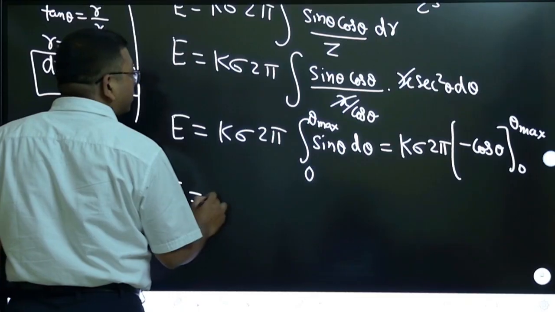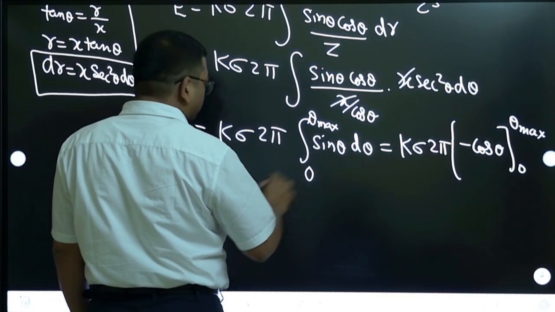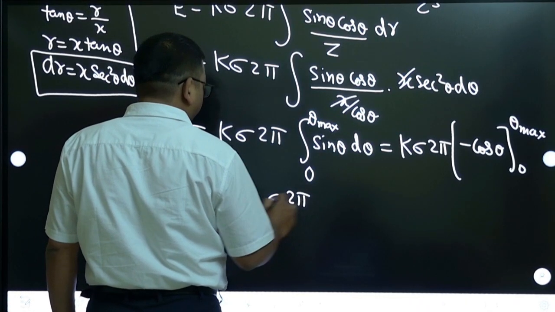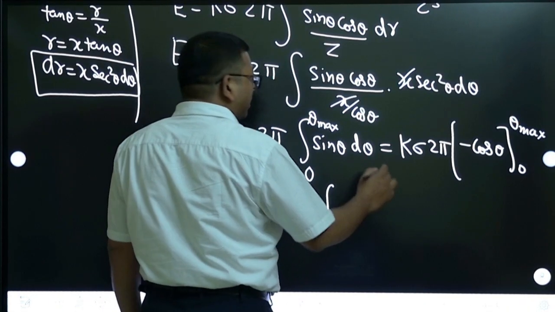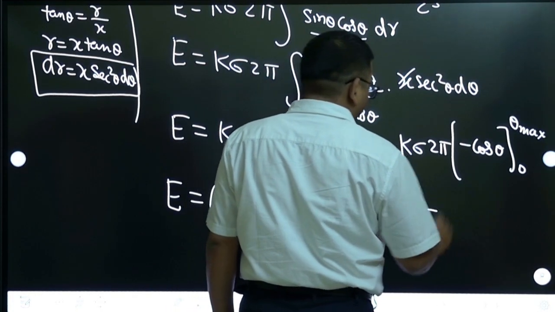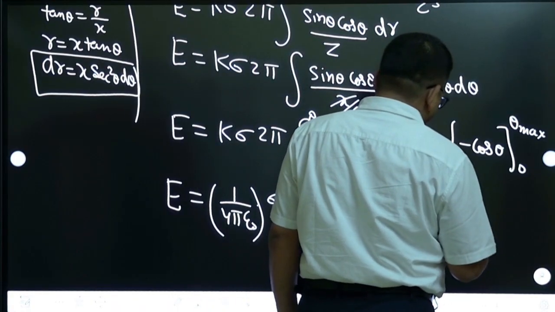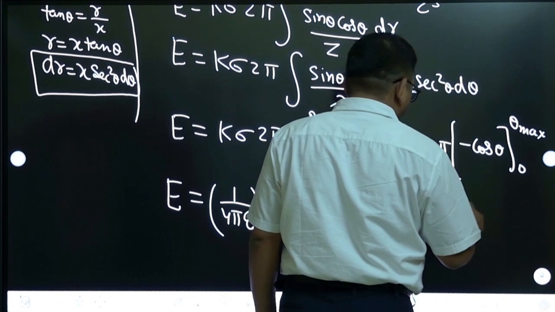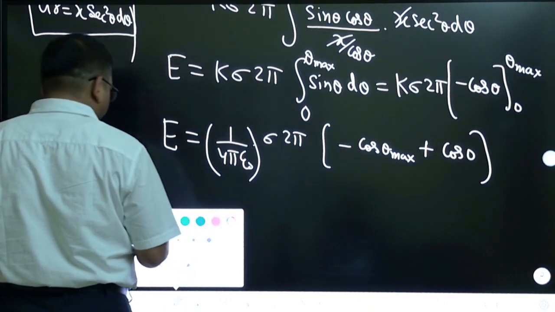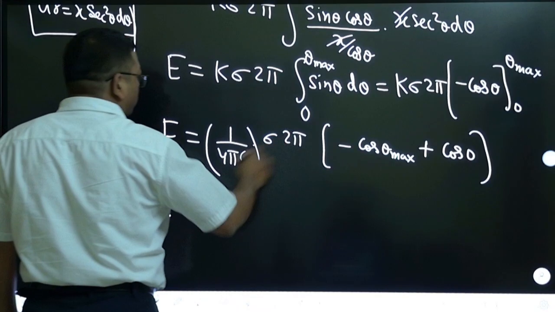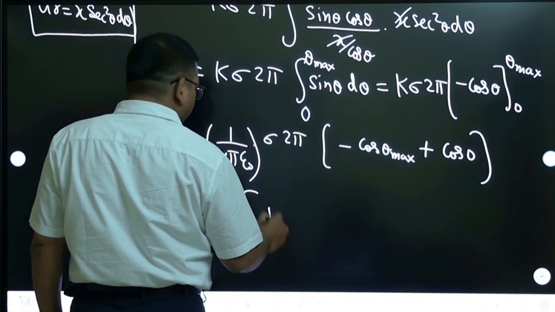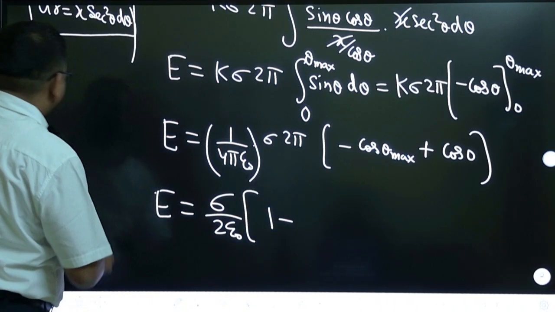So electric field you got as k value, if you want to substitute, k is 1 by 4 pi epsilon naught sigma into 2 pi, and upper limit minus cos theta max minus, plus cos 0 degree 1, right? Cos 0 will become 1. So this field we are getting as, 2 pi get cancelled, so sigma by 2 epsilon naught. This cos 0 1 will bring. What is cos maximum? Try to understand this.